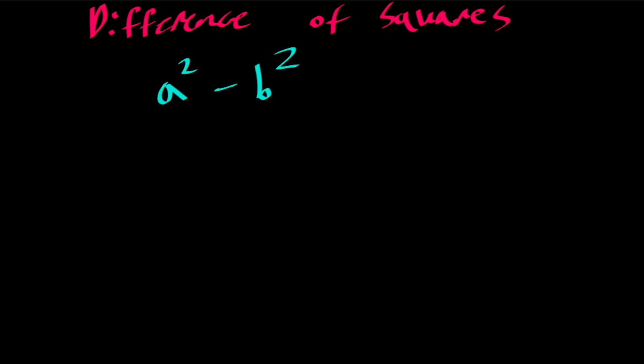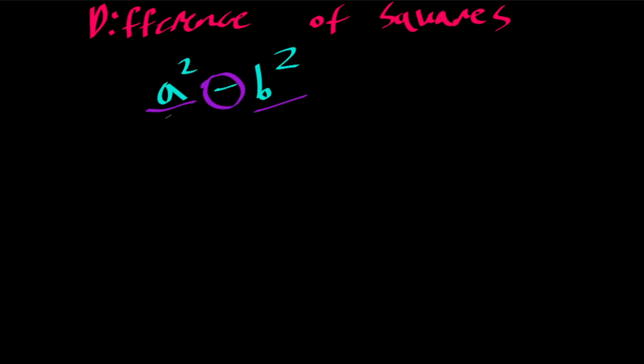Here's what we end up having with this setup. a squared is a perfect square. b squared is a perfect square, and they're being subtracted. So that's the setup for difference of squares. You have two perfect squares, and there's subtracting in the middle.